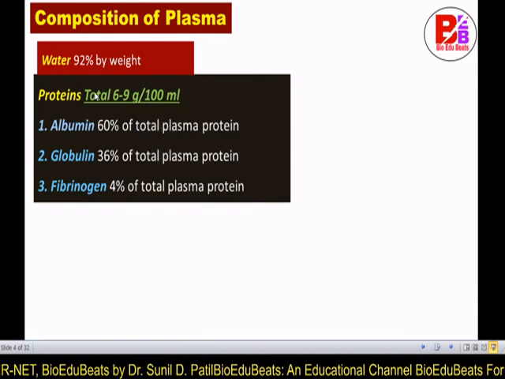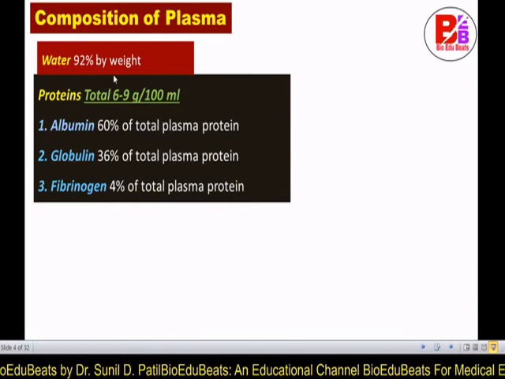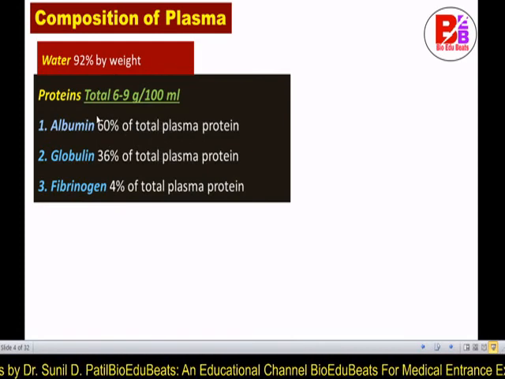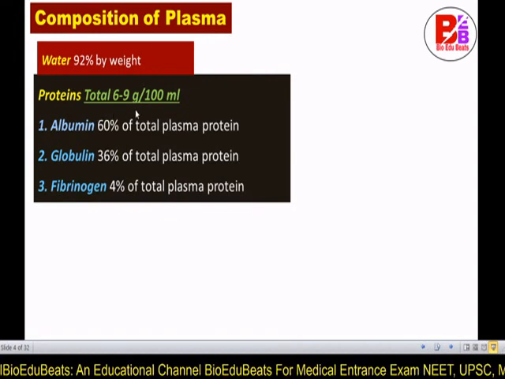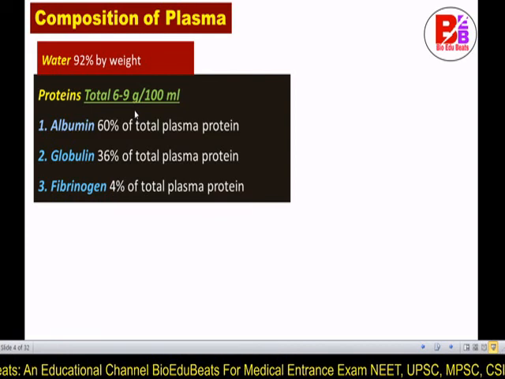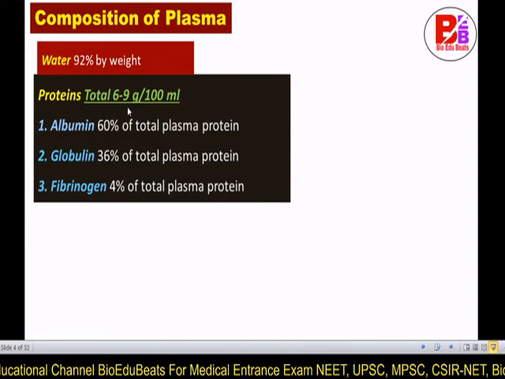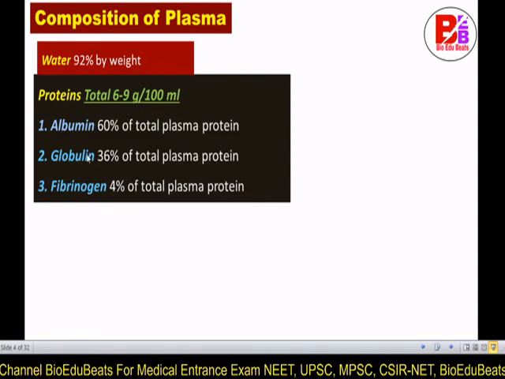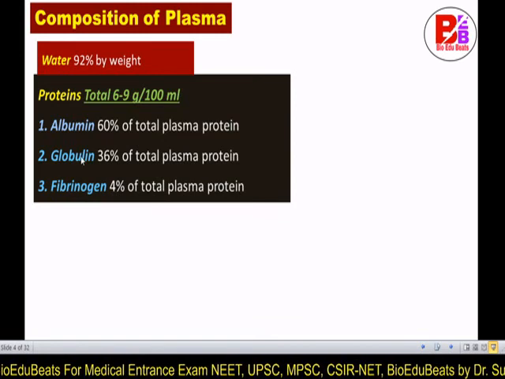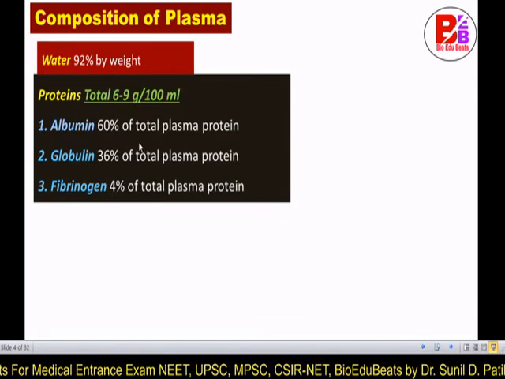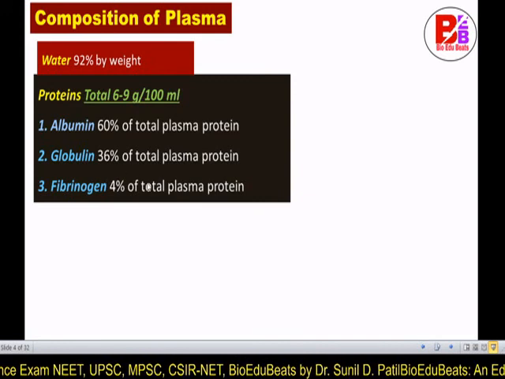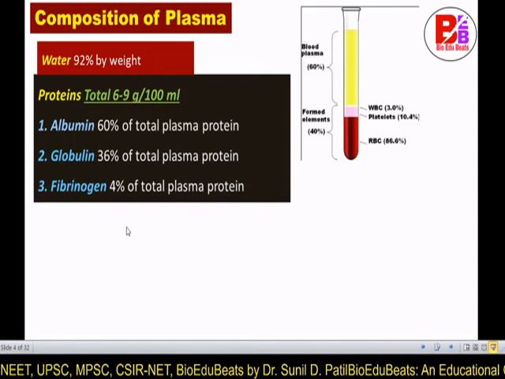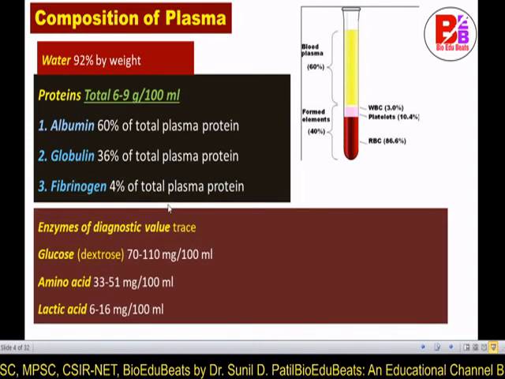Water is 92% by weight of plasma. Then plasma proteins, 6 to 9 grams per 100 ml of plasma, mainly albumin, globulin and fibrinogen. Out of that, albumin is 60% of the total plasma protein, globulin is 36% of the total plasma protein, and fibrinogen is about 4% of the total plasma proteins.